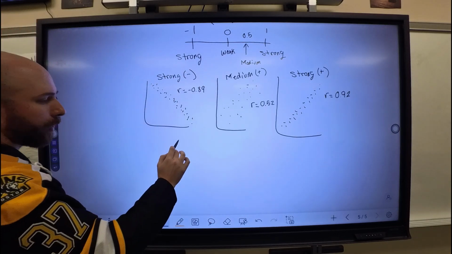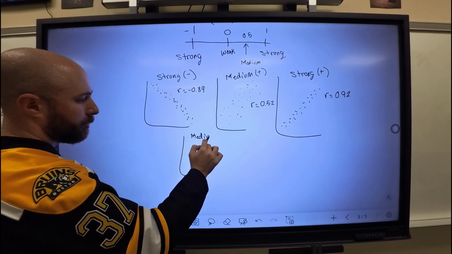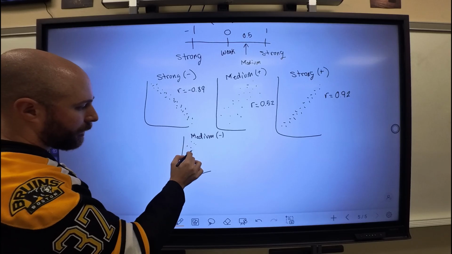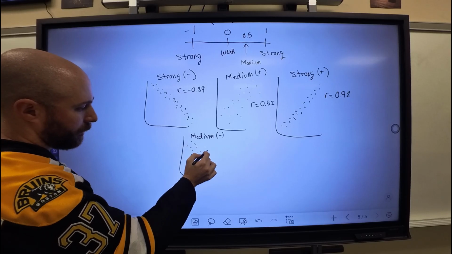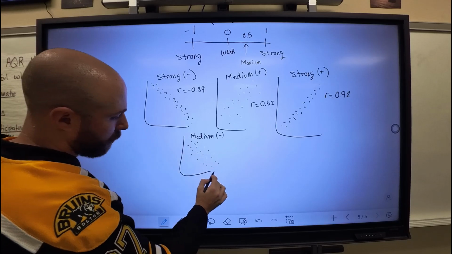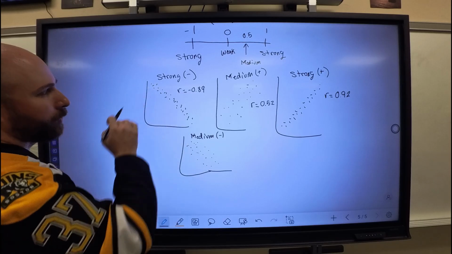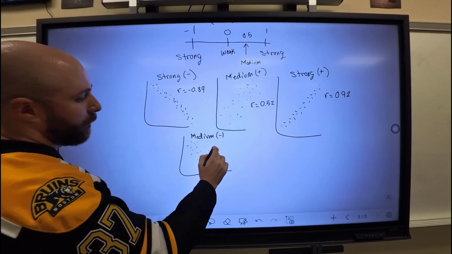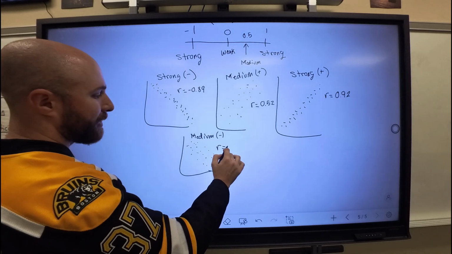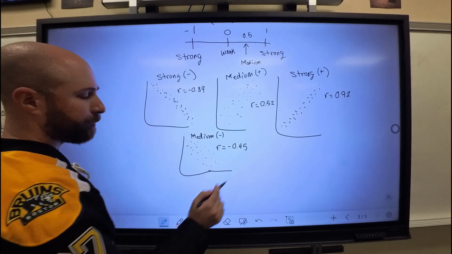Okay, and then we could have a medium negative, which again is going down and to the right, but the data is much more spread out. Still going down and to the right, but it's much wider and spread out versus the strong negative. And we could use an R value or a coefficient of like -0.45.